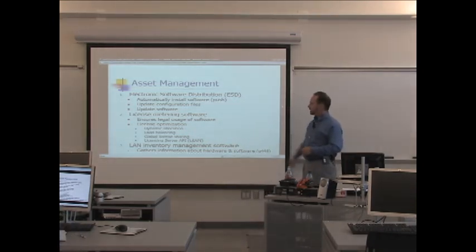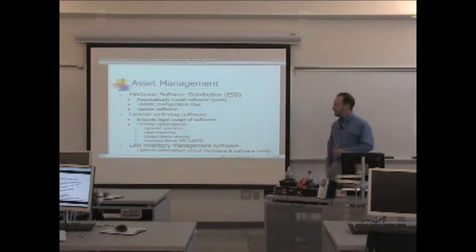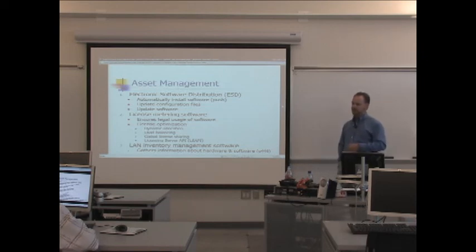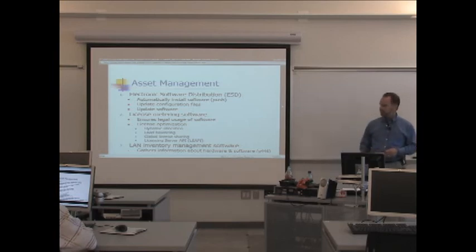And then the third component here of asset management would be our LAN inventory management software. And this is gathering information then about the hardware and software within the actual local area network. So again, routers, switches would be the best examples of what we find within the local area network. And then the software that's running on them as well.